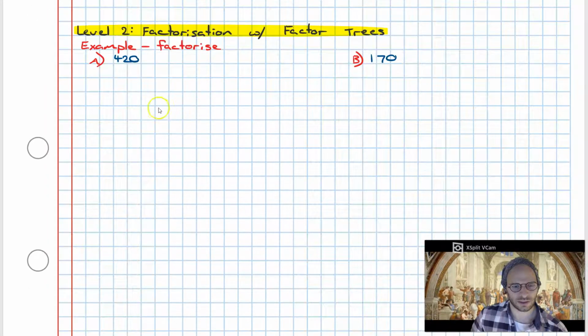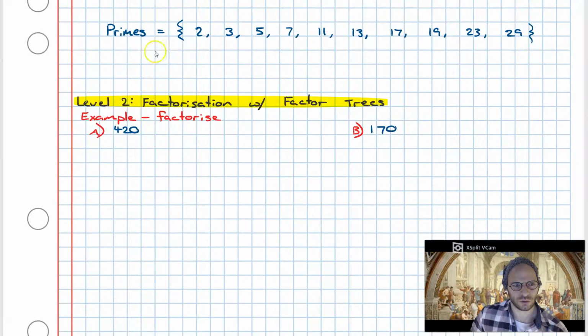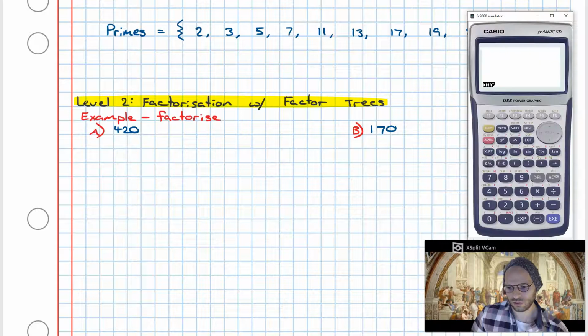Now, to represent this, I'm going to use something called a factor tree. A factor tree is simply a diagram that allows us to show how we're breaking the number down into its factors. Looking at the first one here, 420, we're going to iterate through the prime number list, dividing 420 by every number we see. I'm going to use a calculator just to help me because I'm not very confident dividing such large numbers.